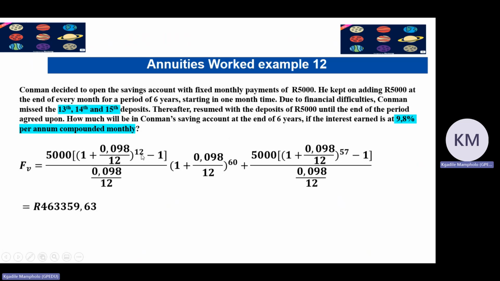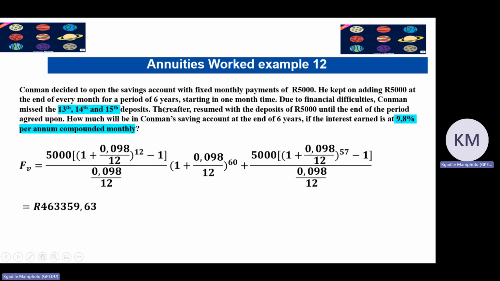Since Conman only made 12 payments before he missed, here N will be 12. But the money accumulated in 12 payments was not taken. Conman didn't take the money. It means the money accumulated out of 12 payments will accumulate the interest for the remaining period.